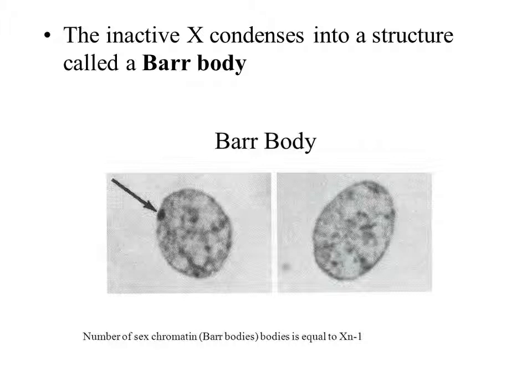That inactivated X can be visibly seen under a microscope. It is referred to as a Barr body. The inactive X will condense to form this dark staining structure, as illustrated in the image below.